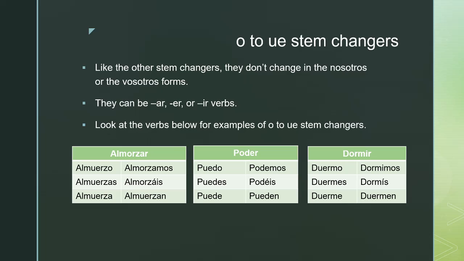So for almorzar, we see almuerzo, we see the change, almuerzas, almuerza, almorzamos, almorzáis, and almuerzan. So that pattern carries across in poder and dormir. So nothing super difficult there, just having to remember, oh, these are stem changers and it's this kind.